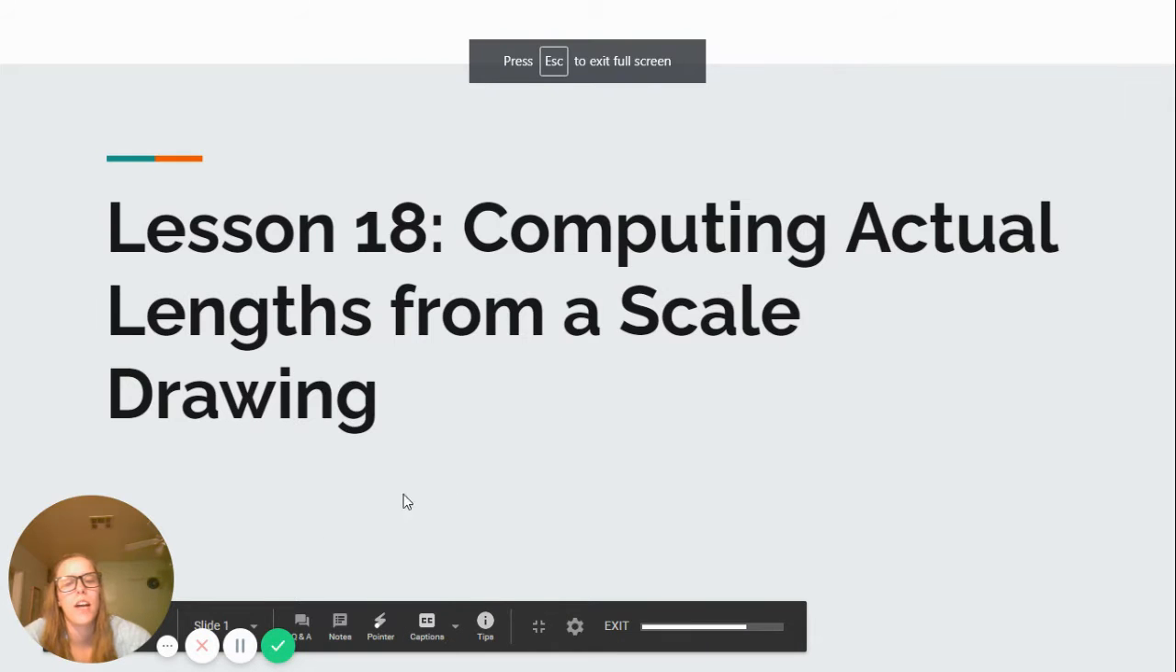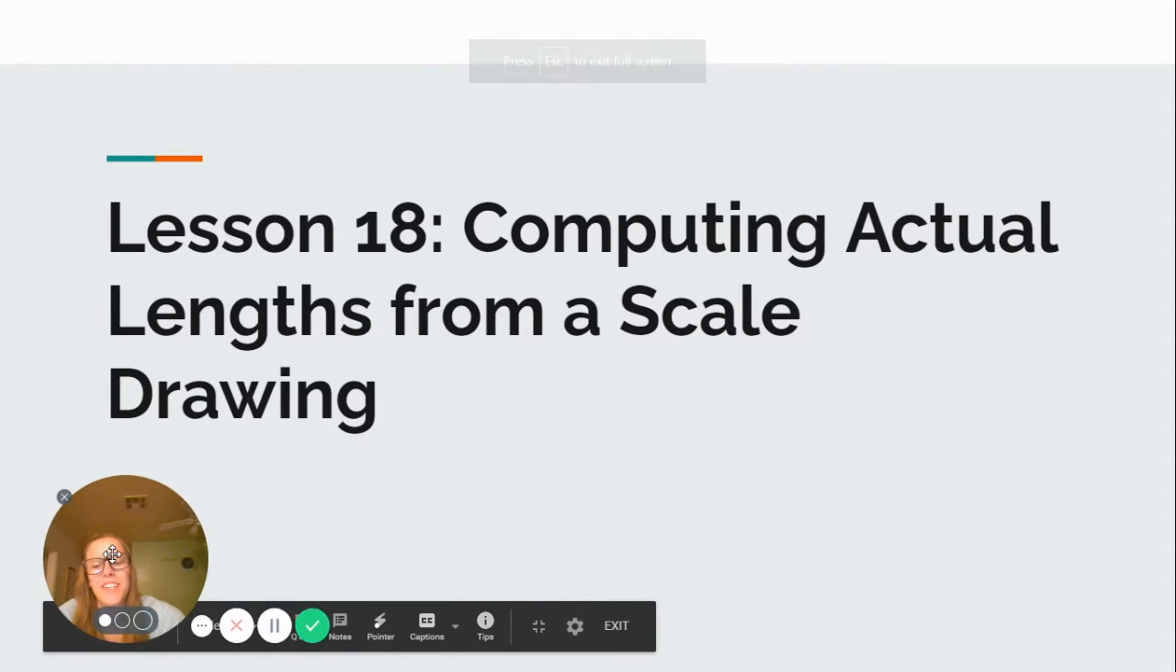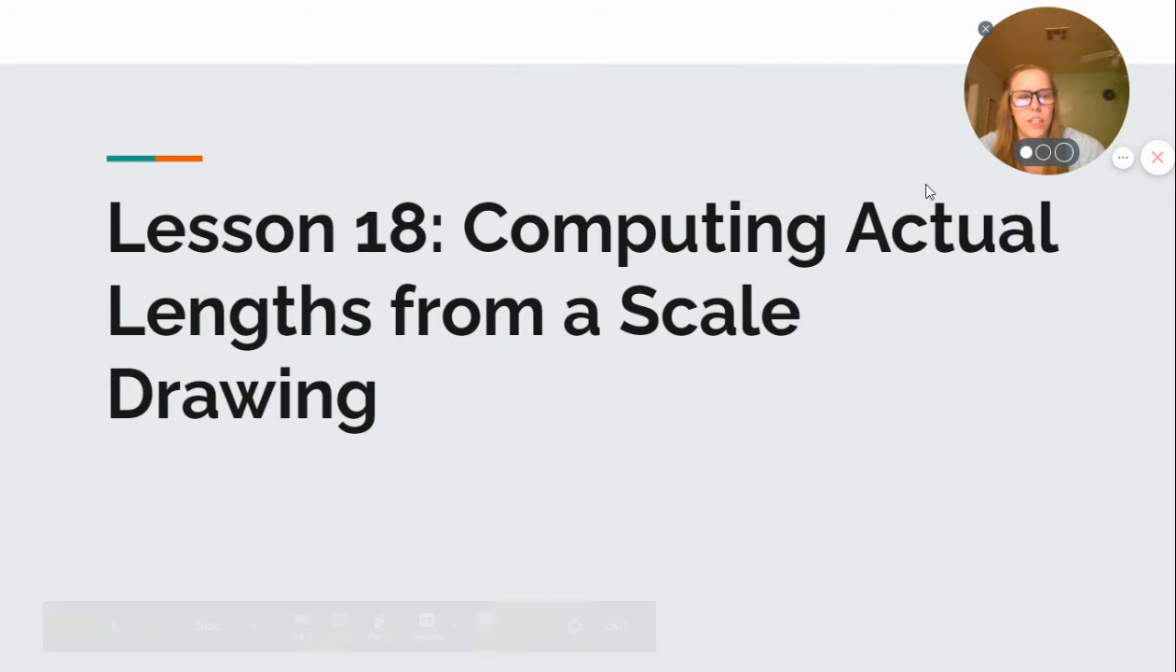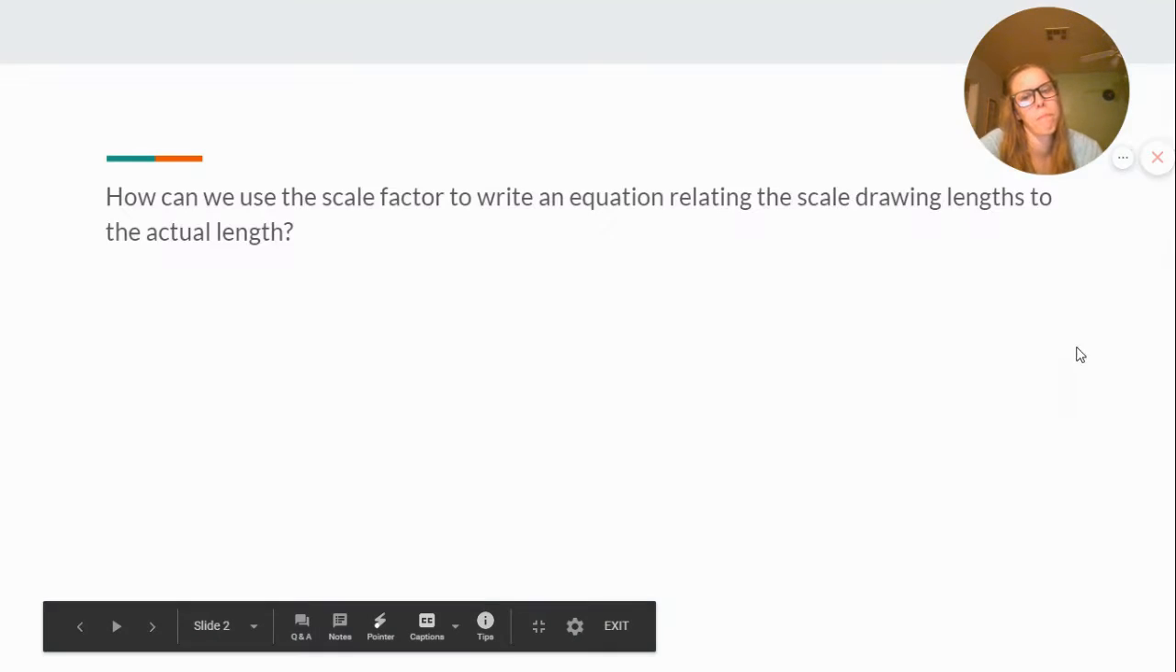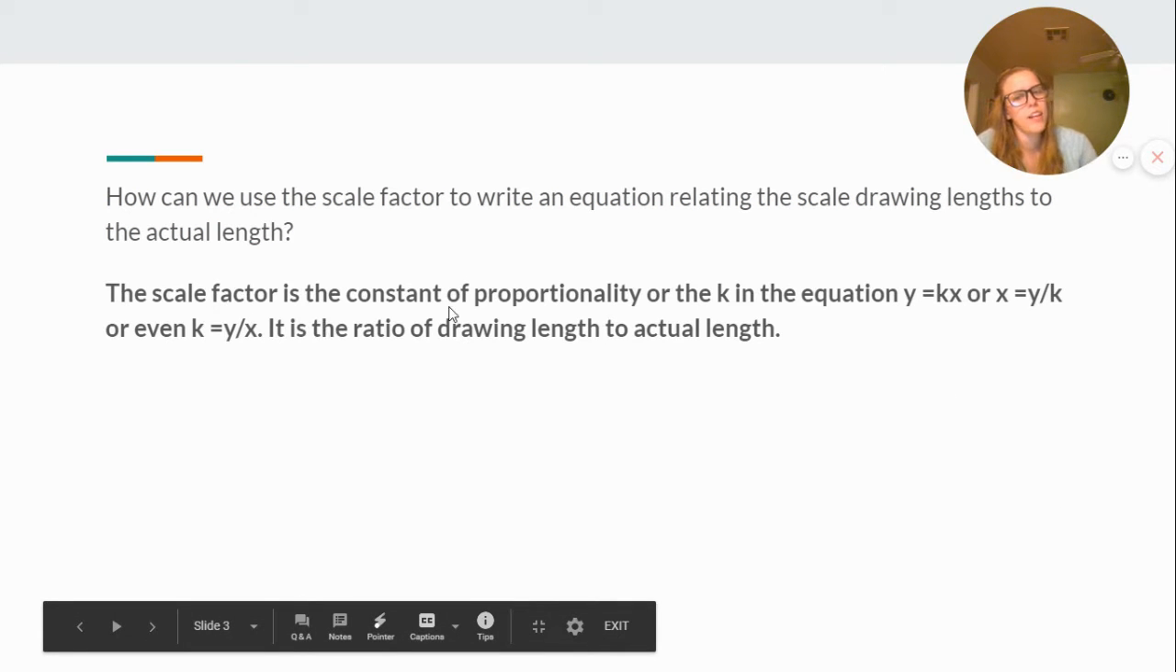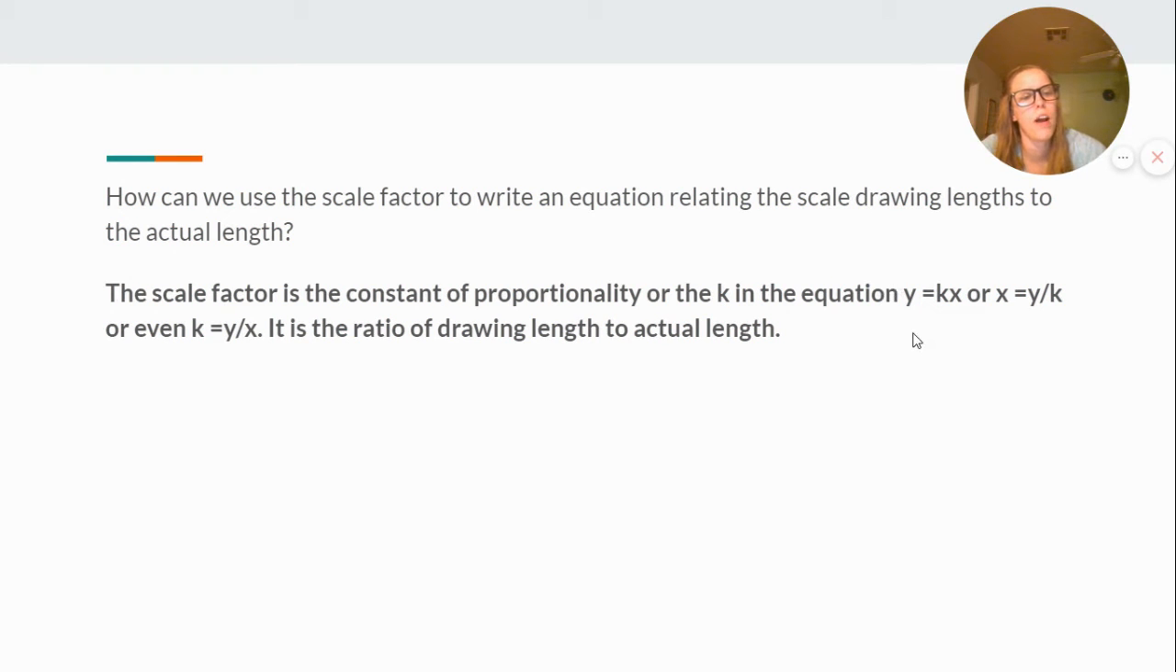Hello all. So last time we looked at the unit rate as the scale factor. Now we're going to be computing actual lengths from a scale drawing. So how can we use the scale factor to write an equation relating the scale drawing lengths to the actual length? So the scale factor is the constant of proportionality, or k, in the equation. So we have y equals k times x.